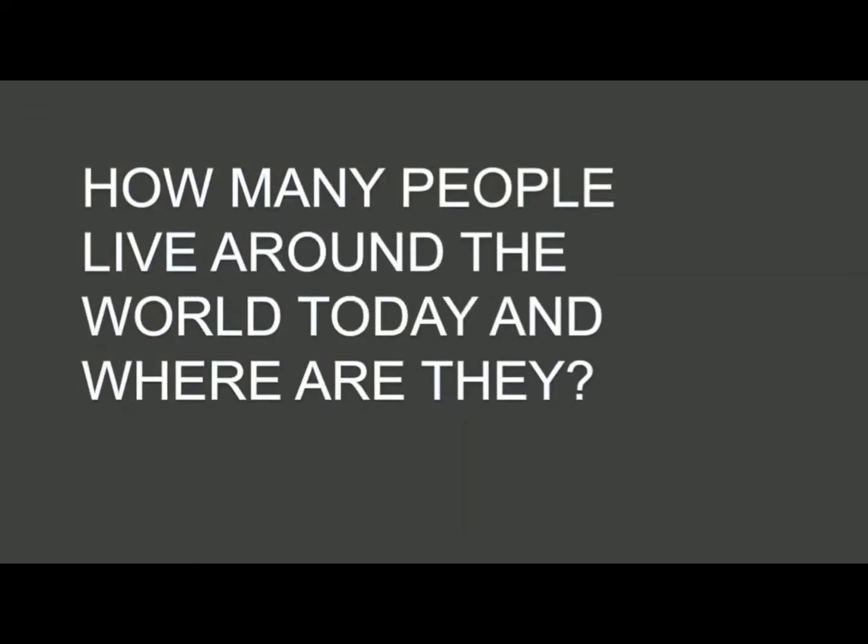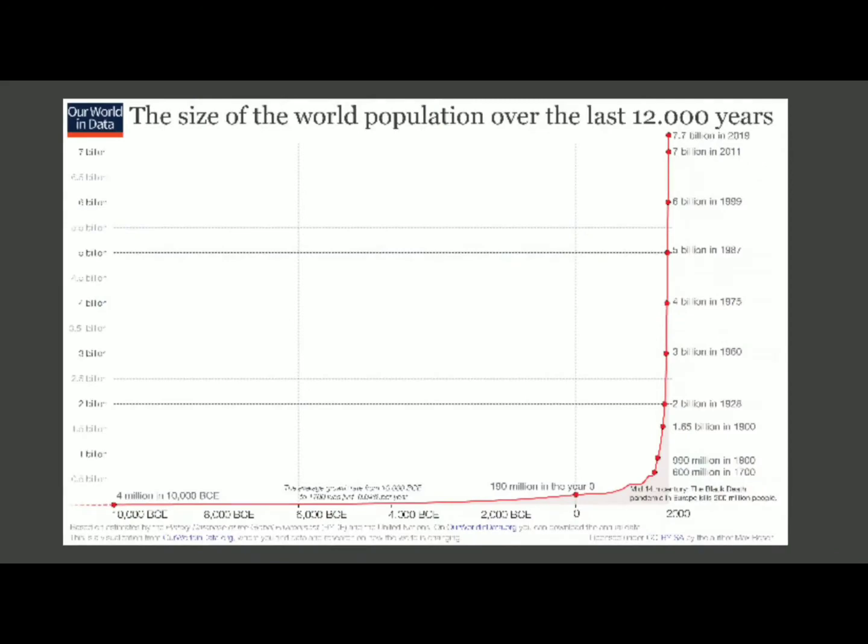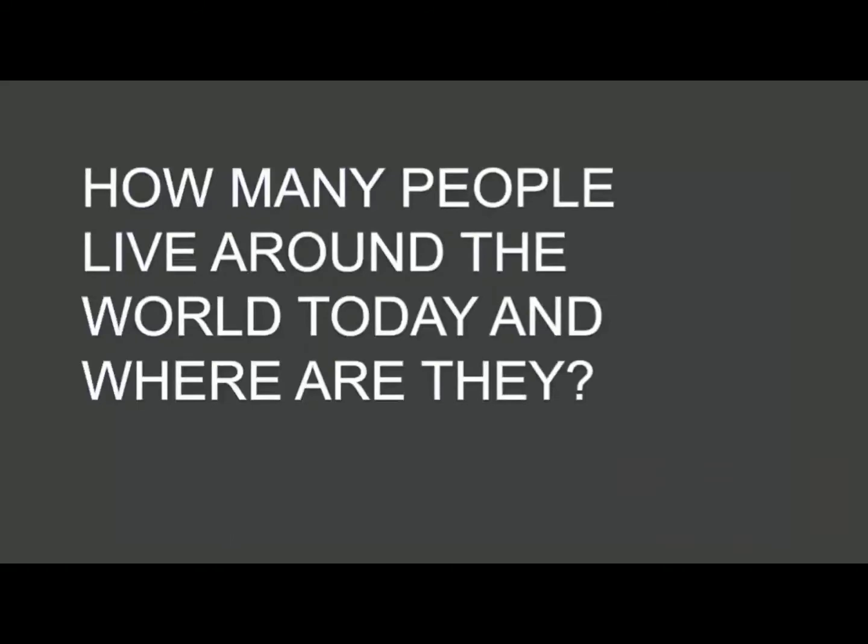How many people live around the world today and where are they? The size of the world population over the last 12,000 years. The chart shows the increasing number of people living on our planet over the last 12,000 years. The world population today is 1,860 times the size of what it was 12 millennia ago, when the world population was around 4 million.